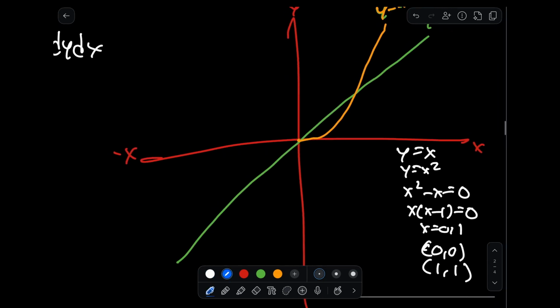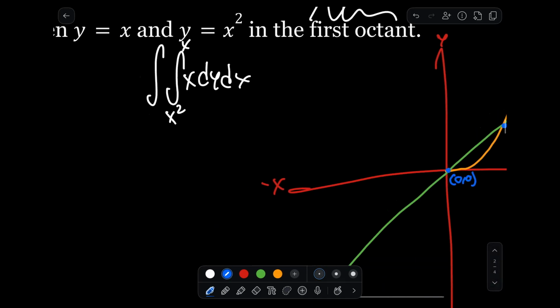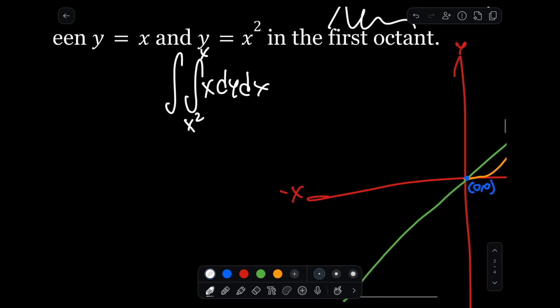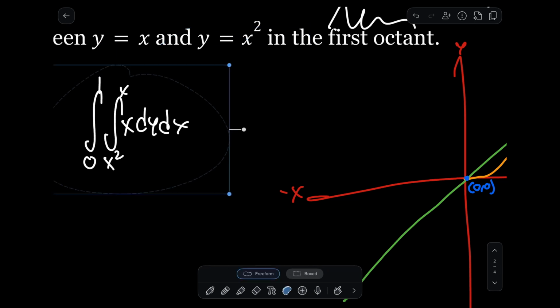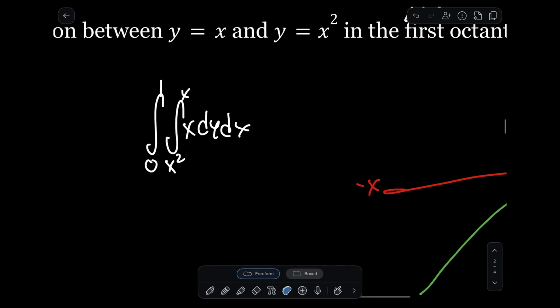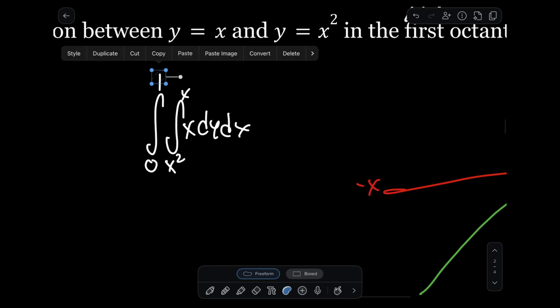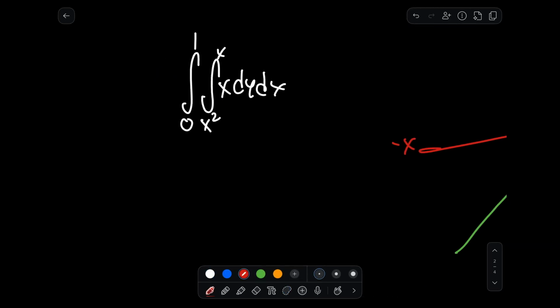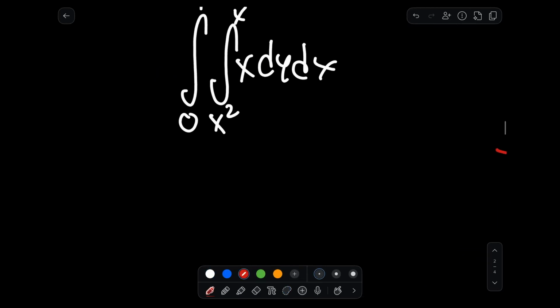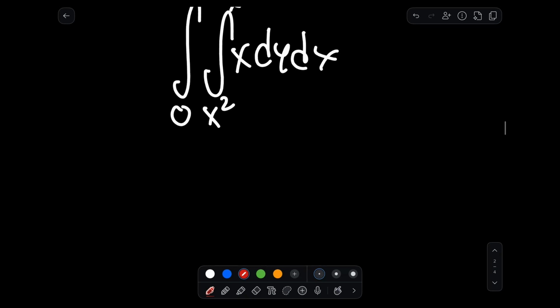So right here, let's dot this in blue. This is 1 comma 1. Dot this right here, that is 0 comma 0. And then we get 0 comma 1. From 0 to 1 as our bounds for x, right? And now we can actually start integrating. So I'm going to go back to red, and we're going to start integrating this function.